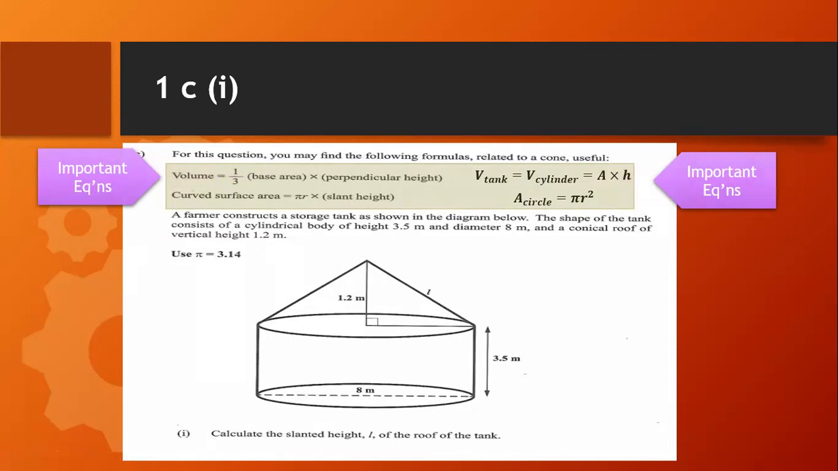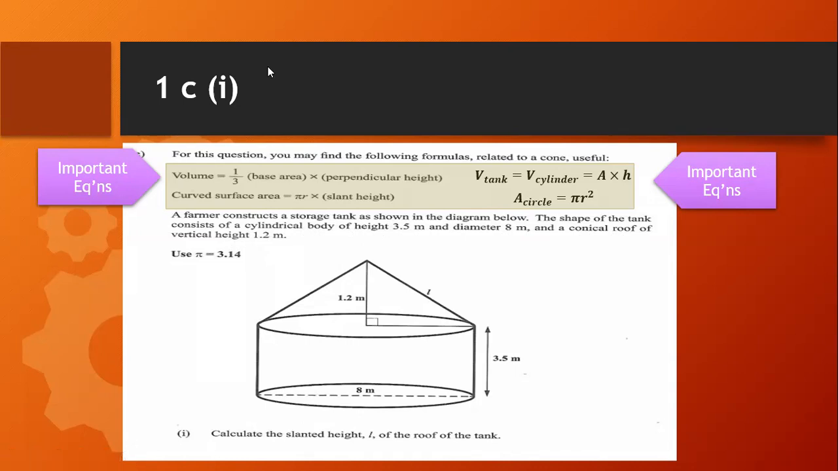Okay. So it says a farmer constructs a storage tank as shown in the diagram below. The shape of the tank consists of a cylindrical body of height 3.5 meters, and diameter 8 meters, and a conical roof of vertical height 1.2 meters.